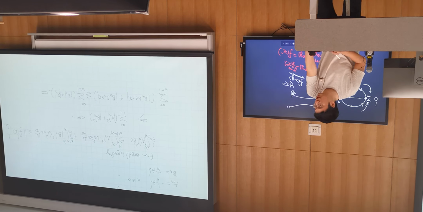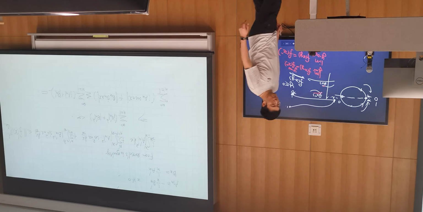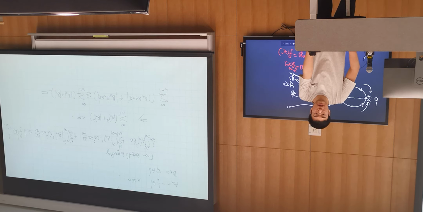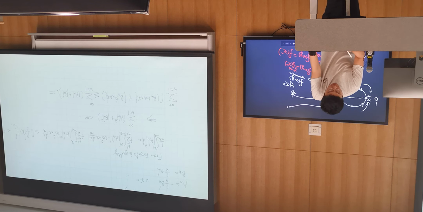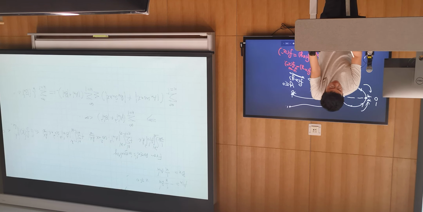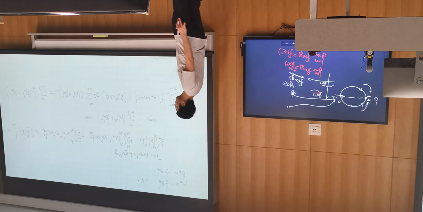And second, I already know how to express my an and bn. My an is exactly 1 over n bn prime, and my bn is exactly 1 over n an prime. So that is exactly the sum from n equals 1 to infinity of 1 over n multiplied by the absolute value of bn prime plus the absolute value of an prime. So it's good.